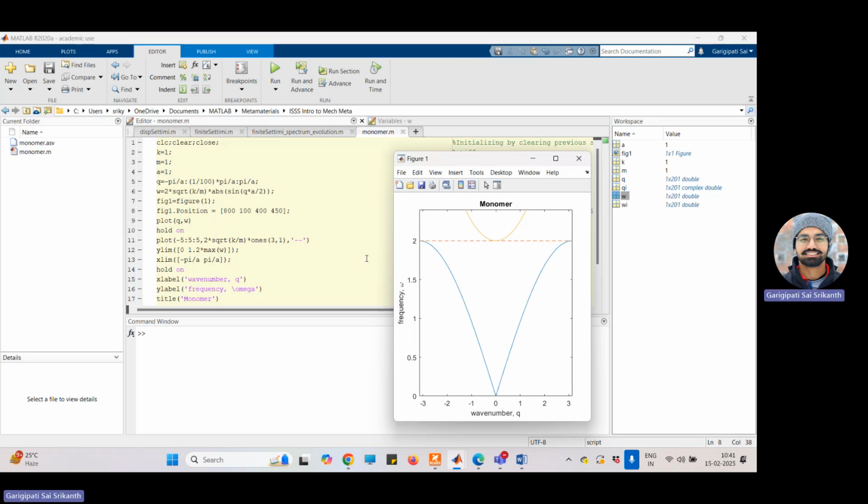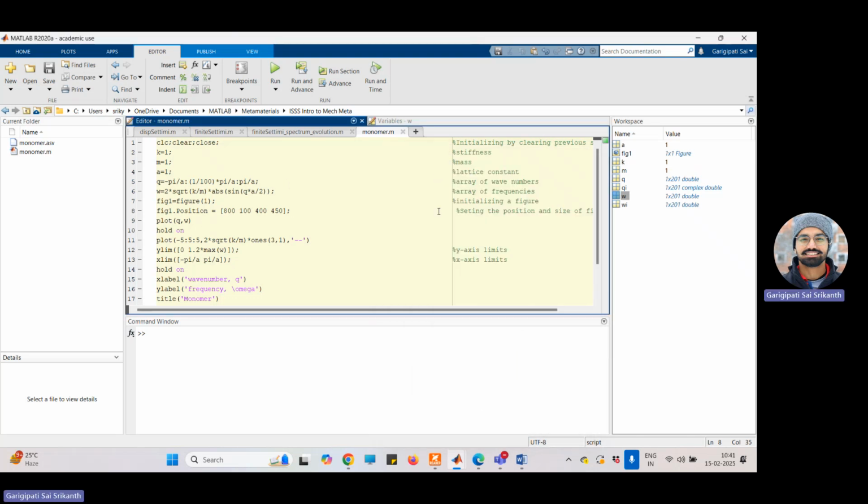Okay. So this is the position, and so the first two are the coordinates of the bottom left point of the window. Those are the coordinates in pixels. And then we have width and height. What have we done here? Plot.